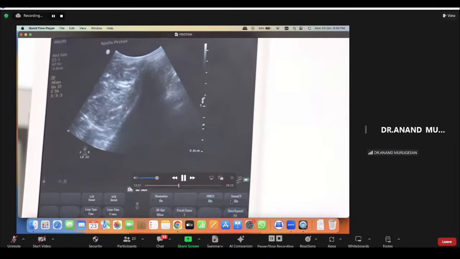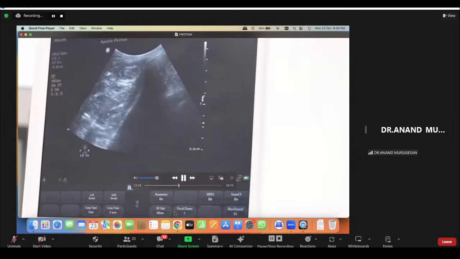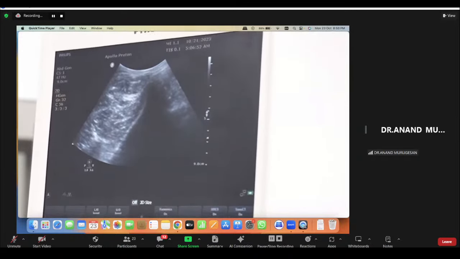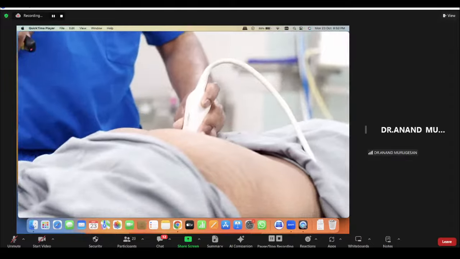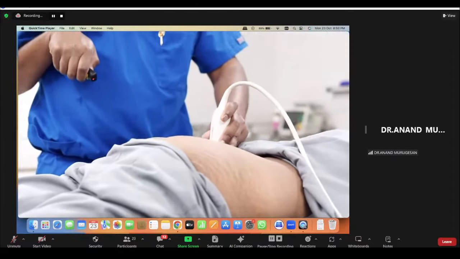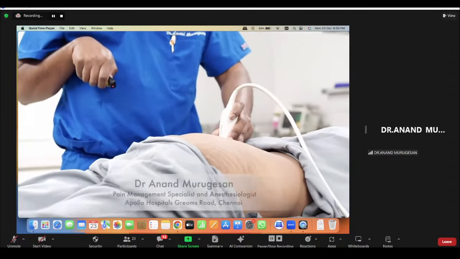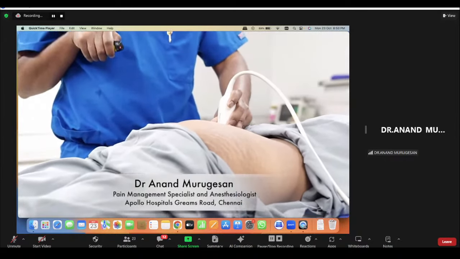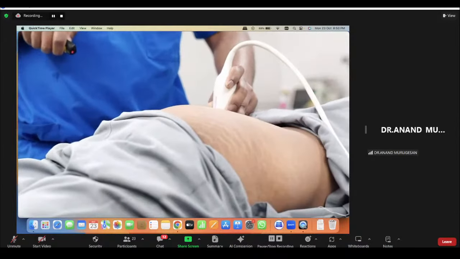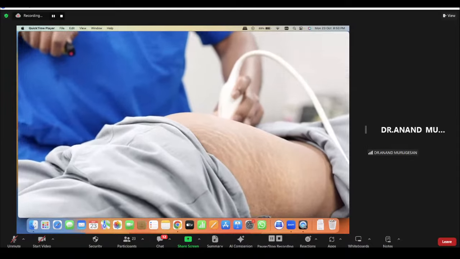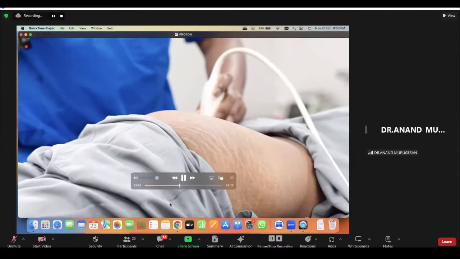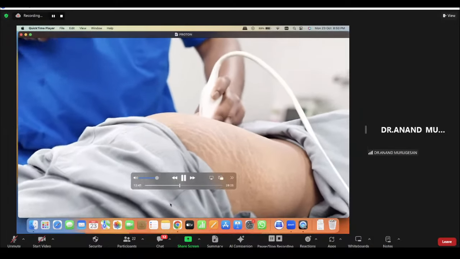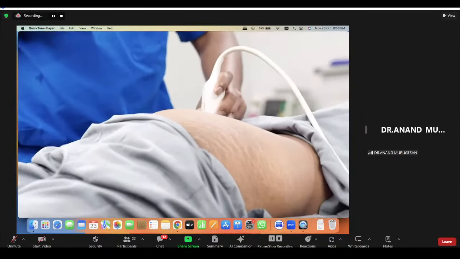Now I would like to see the patient's anatomy here. Can you please show here? So now I came from midline to the lateral and positioned the iliac bone in the middle of the ultrasound screen. Now I'm going to come superior to inferior and then try to track the pudendal nerve here.